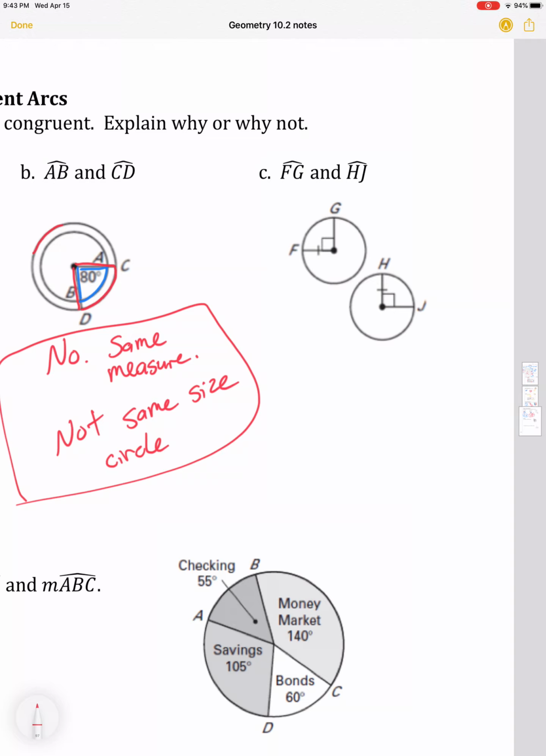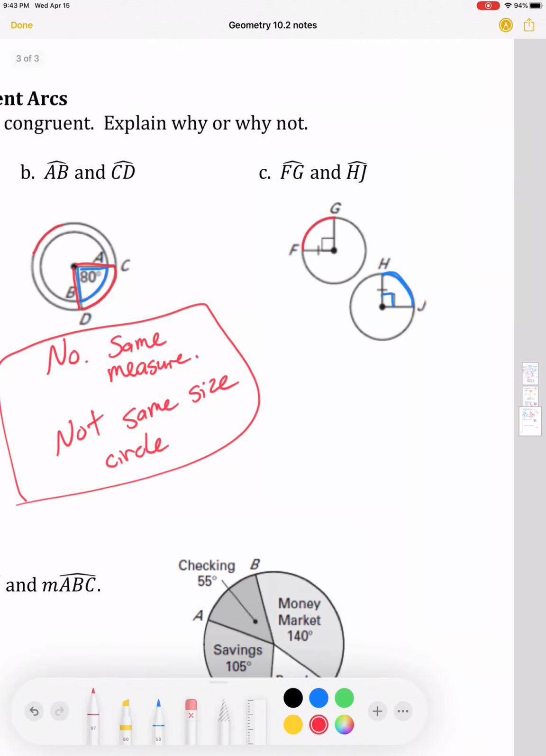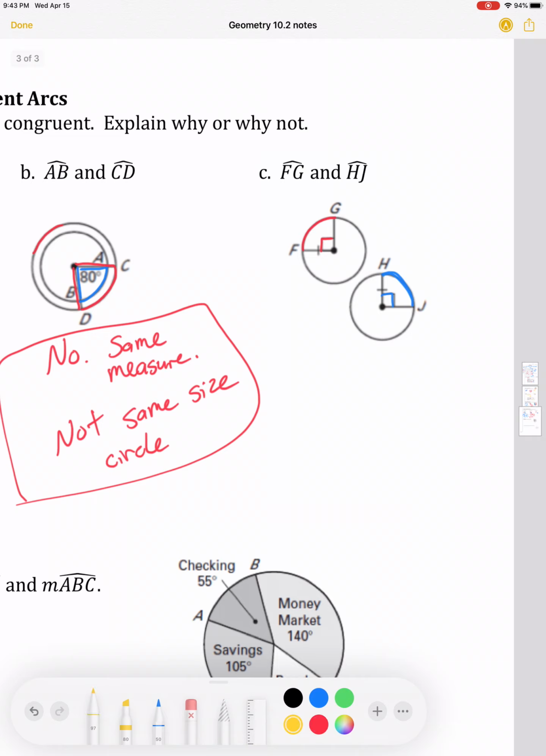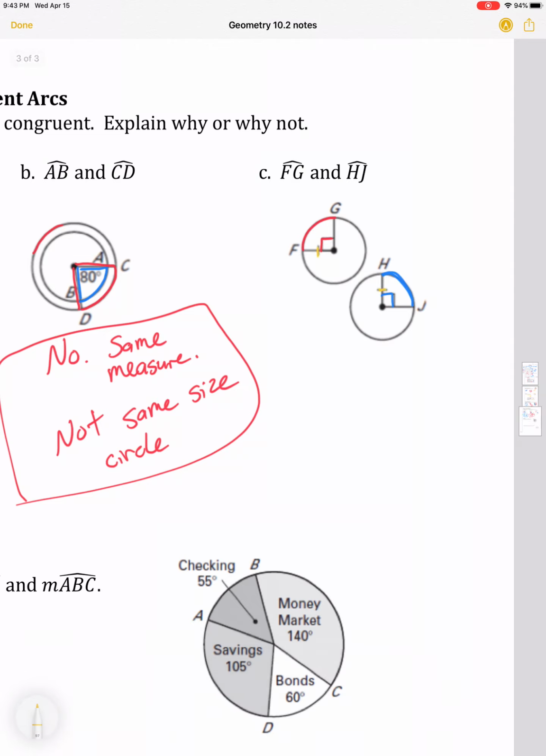Okay, and then the last one. How about arc FG and arc HJ? Are these congruent? So first we gotta check, are they the same measure? The answer to that would be yes, because they're both 90 degrees. And now these are clearly not in the same circle, but are the circles the same size? Based on this marking right here in yellow, that tells us that the radius, this part right here, is the same. Both circles have the same size radius, so therefore they're congruent.